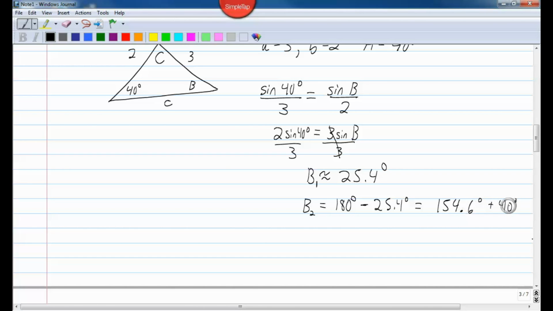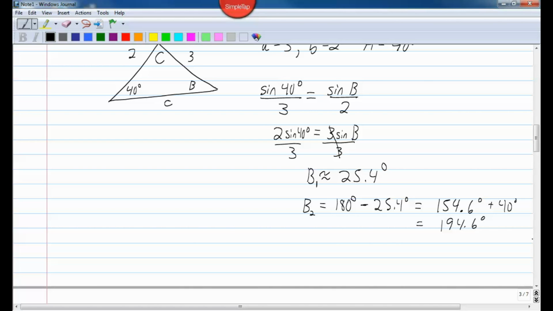Could this be a triangle if I took what the angle measure for B in the second triangle has to be, and I add the given angle measure? Does that leave any room for a third angle? No, because I get 194.6 degrees. And a triangle can't have that degree measure if you add up all three angles.